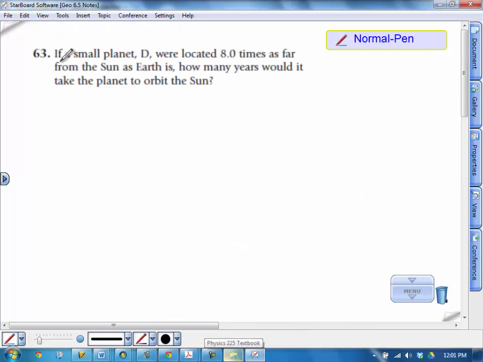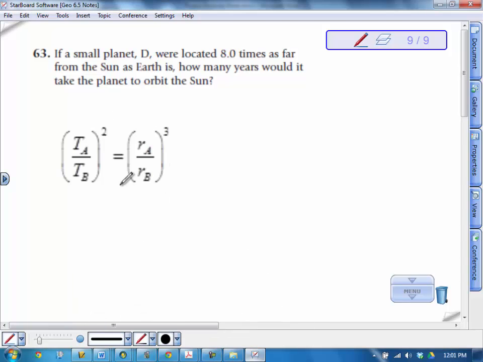Okay, next question is 63 off chapter 7. It says if small planet D were located 8 times as far from the Sun as the Earth is, how many years would it take for the planet to orbit the Sun? Let's try using the same formula. Let's try using Kepler's third law, and this is off your formula sheet.